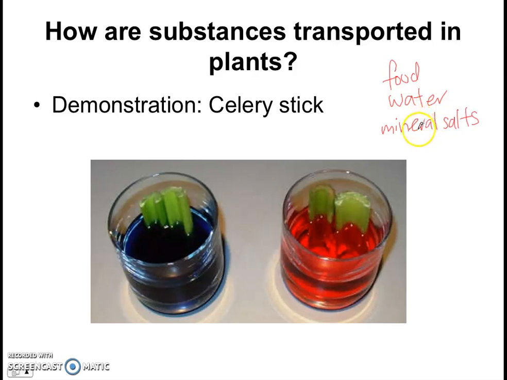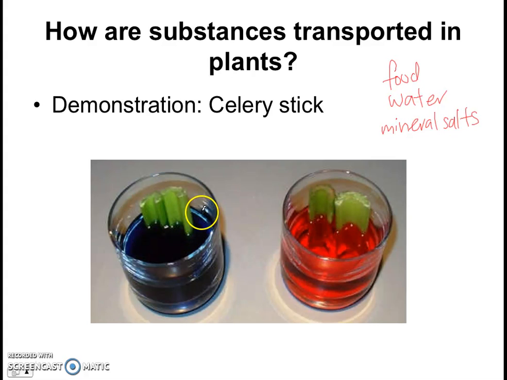Well, one way to find out is by doing a very simple demonstration with a celery stick. What you can do is get a cup of water that is colored with some dye and put the celery stick in. So the celery will absorb some of the water. And then we can try to find what are the structures where water is absorbed. So I want you to have a look at the results.